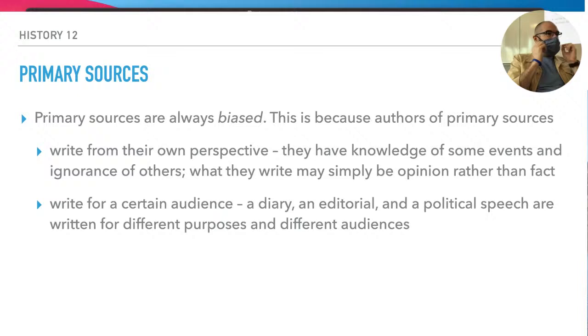Primary sources are also written for a certain audience, right? Sometimes it's the nation, sometimes it's government officials, sometimes it's just the person themselves, if they're writing their diary or something like that. And so, depending on who the audience is, we will be able to kind of discover or believe different things. Right? Does that make sense?